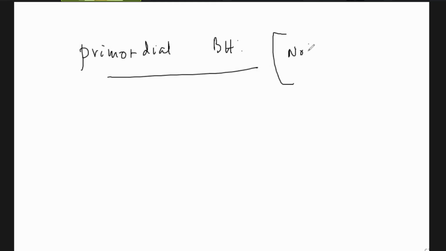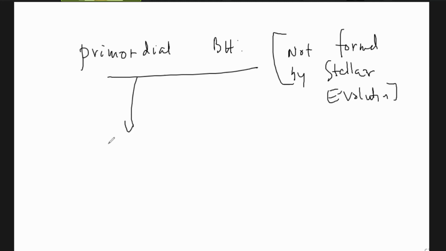But then there is something called a primordial black hole, not formed by stellar evolution. They are formed by something else. They are formed in the early universe when there are some density fluctuations. We did the N-body simulation today, no? N-body simulation, yes?